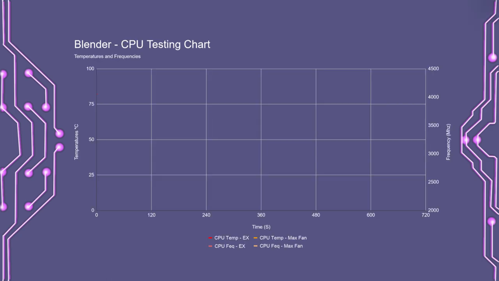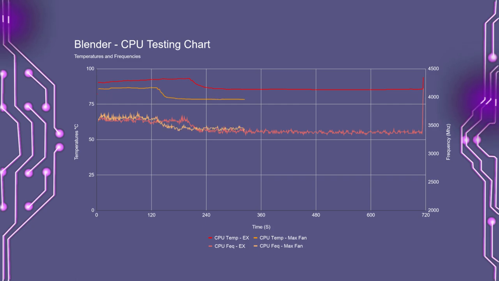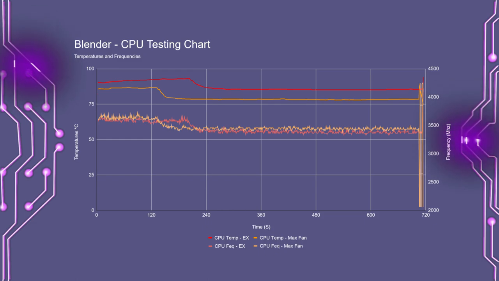Now taking a closer look at the temperatures as well as the frequencies, in the extreme mode, the CPU temperature slowly rises up to 96 Celsius and then drops and settles at 87 Celsius, with the CPU frequency starting at around 3640 MHz, and then it drops and settles at around 3400 MHz. In the high performance level, with the fans maxed out, the CPU temperature slowly rises up to 88°C and then drops and settles around 80°C. The CPU frequency started at around 3800 MHz and then drops and settles at around 3500 MHz.